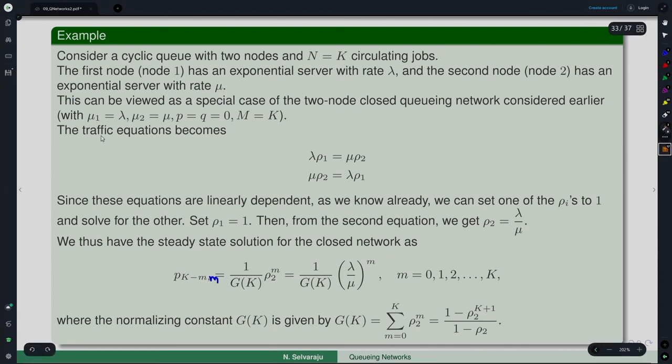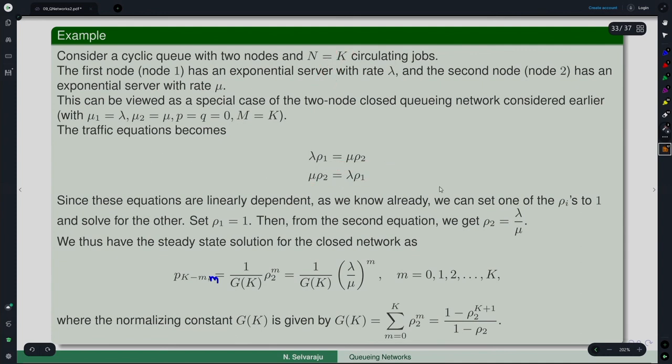So in that model, if you substitute these parameters, there we considered m jobs, and now we are putting it as k jobs. The p and q for the immediate feedback, if we make them 0, then it will go only to the subsequent nodes, with rates lambda and mu in the two nodes. If you substitute, you are going to get this back. Nevertheless, even without going there, you can consider this as it is and write the traffic equation.